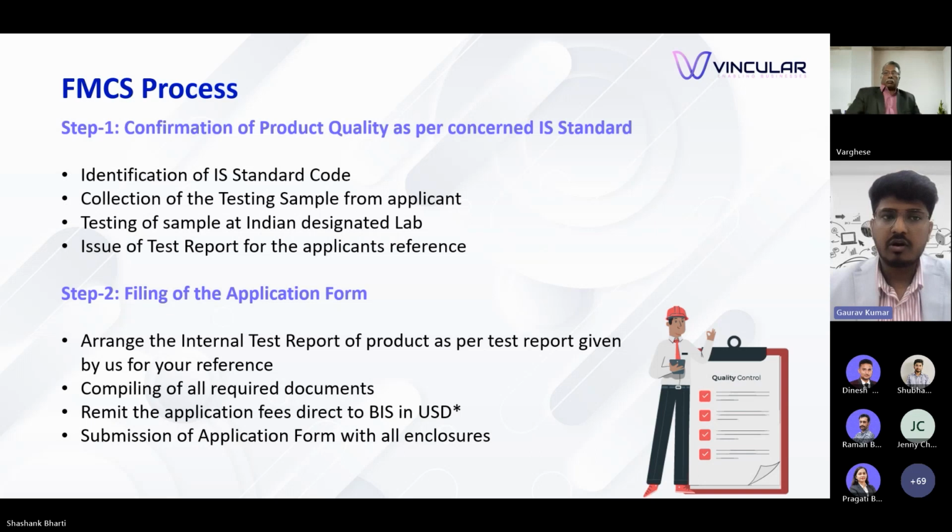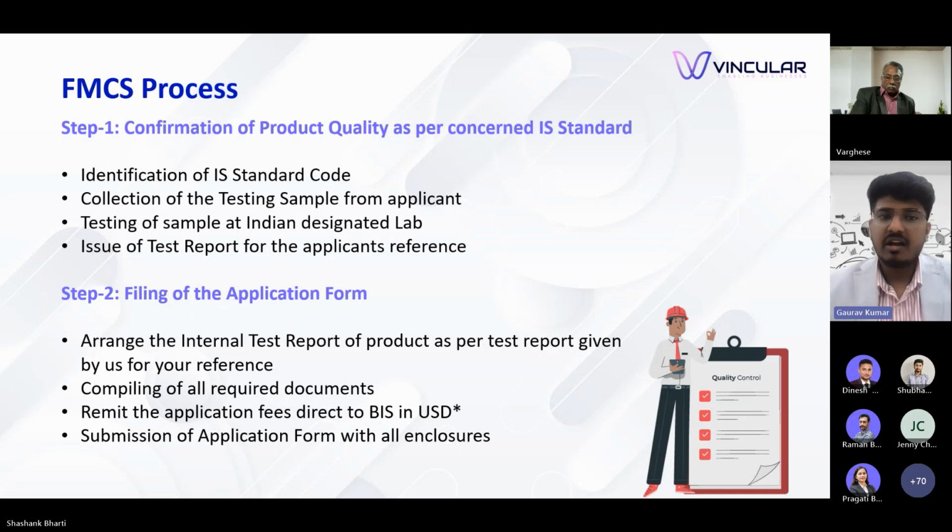So we all know that in the FMCS process, the officer has to fly down to the factory location, and there are many rigorous efforts involved. To channelize those efforts in a constructive way, we always recommend our clients to have the pre-conformance check, in order to ensure that their product and quality are in line with the norms of the Indian standard. So: identification of the Indian standard code, then collection of the test sample from the applicant. This is only for the pre-conformance check. Nothing is mandatory. If you are sure about your product's quality, then we can certainly skip this point.